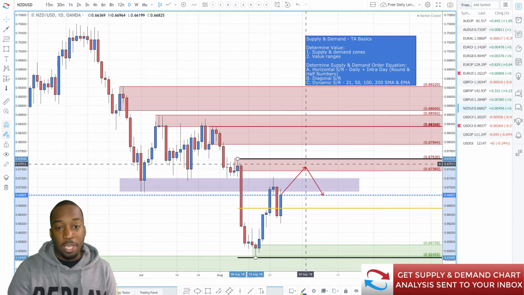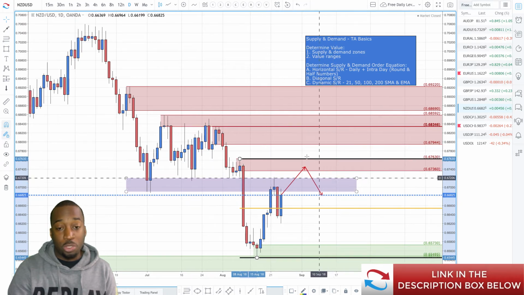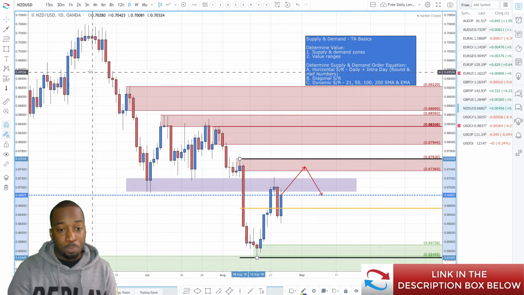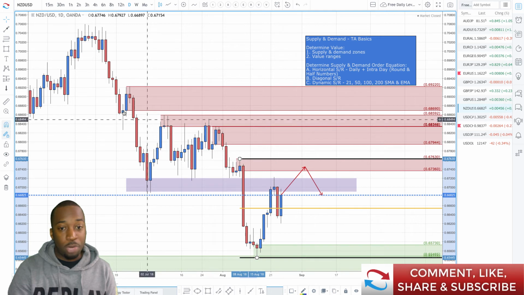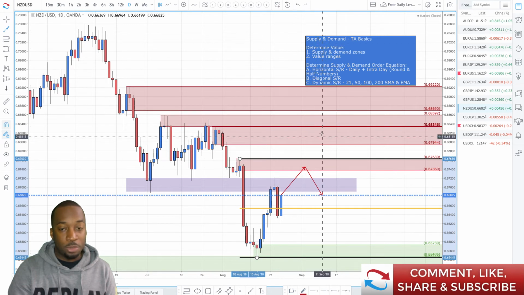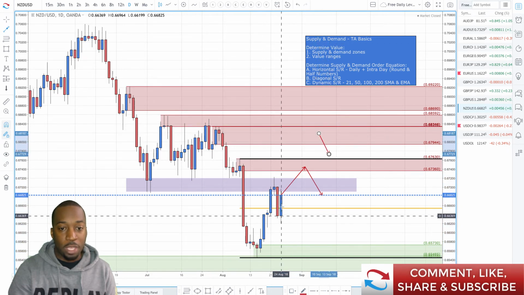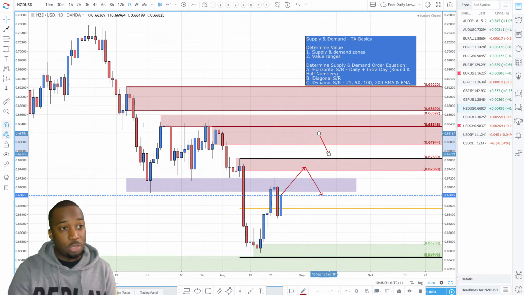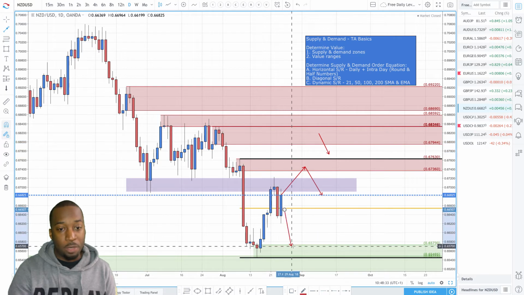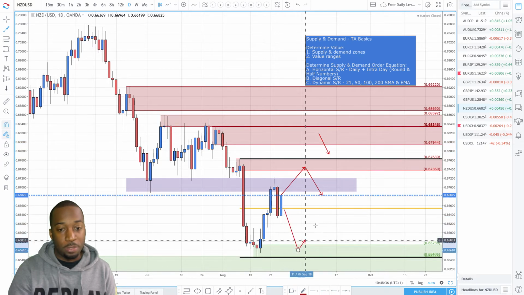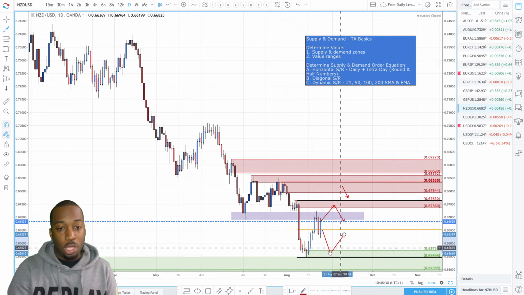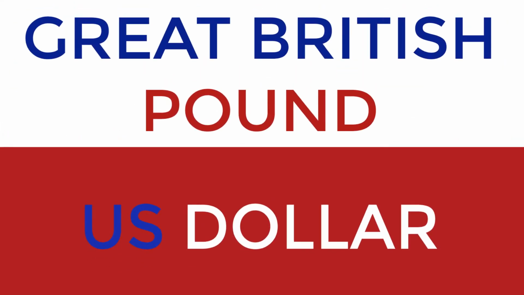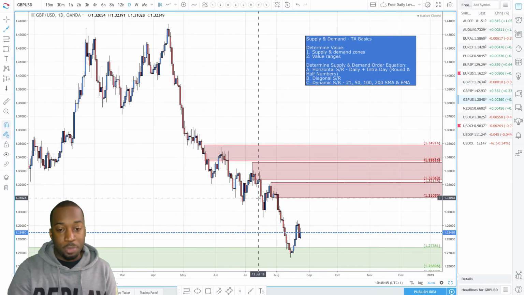So for this pair, all I'm really looking to do is get short, to be fair, and this is going to be the first area I'm looking to get short. So if prices do come up, it's a better price for me to try and get short, and if that fails, then I'll just be looking to get short right here. If you are looking to buy, then obviously you'd be looking for prices to come down, if you're looking to buy the New Zealand dollar, down to this demand zone before looking at establishing any long positions. Moving on to the pound dollar.